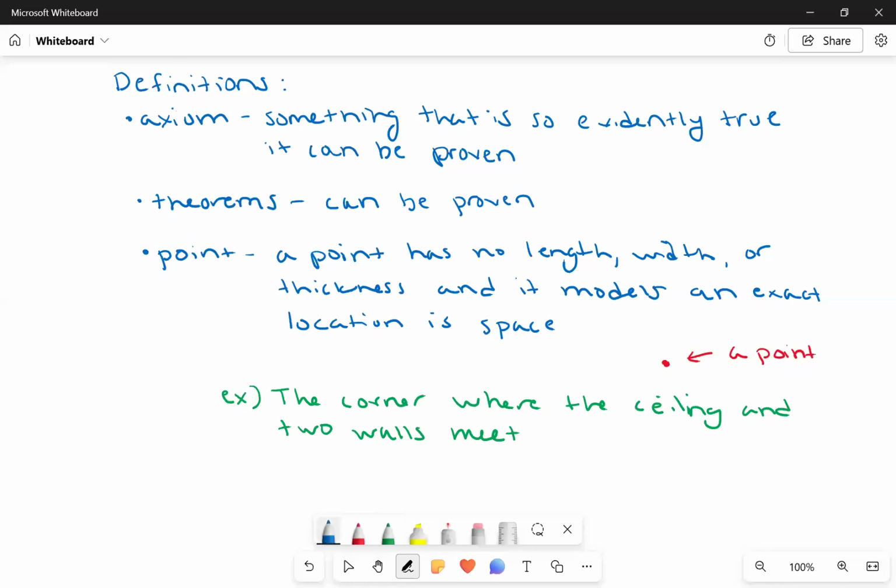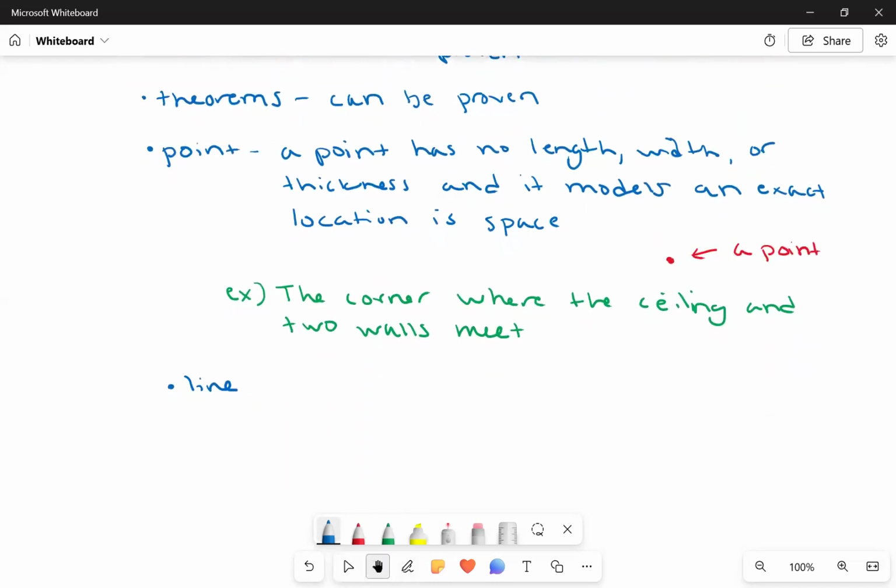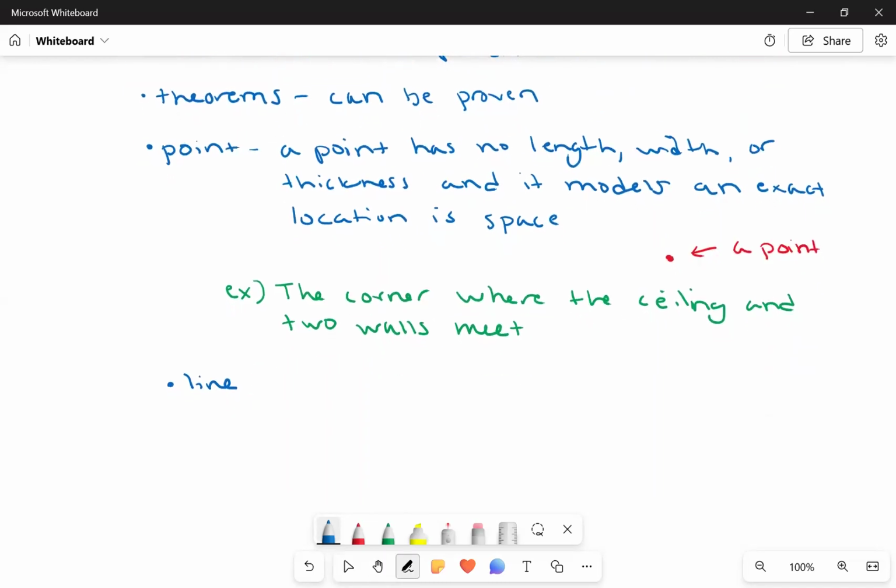All right, the next one is a line. And again, I encourage you, think of a definition of a line, or think about where a line would be in your room. A line has no thickness or width. So similar to a point, it has no thickness or width, but it does have length.